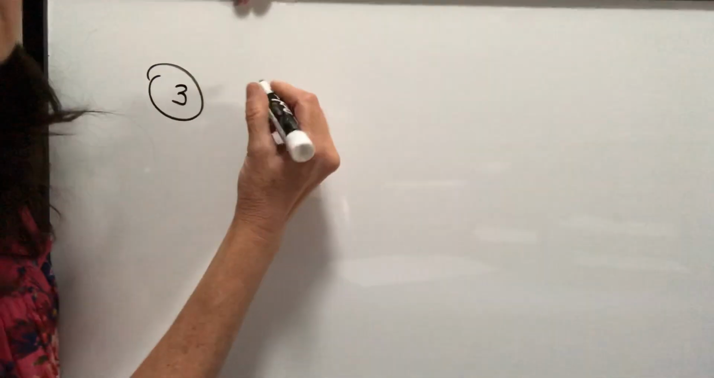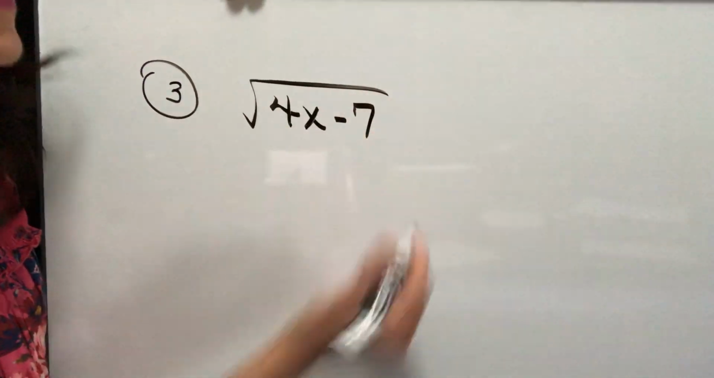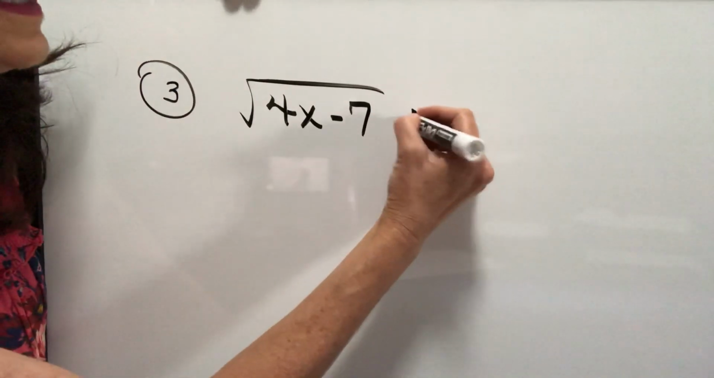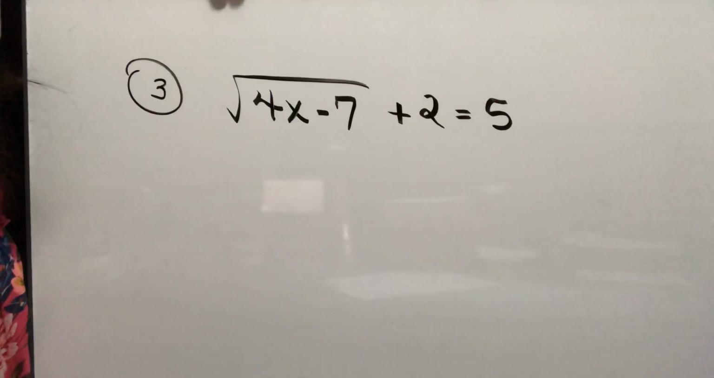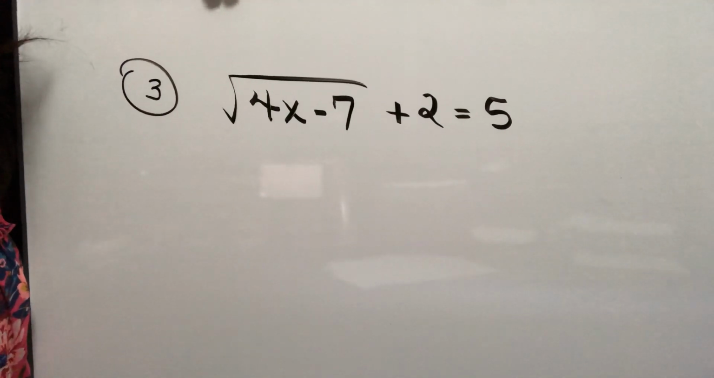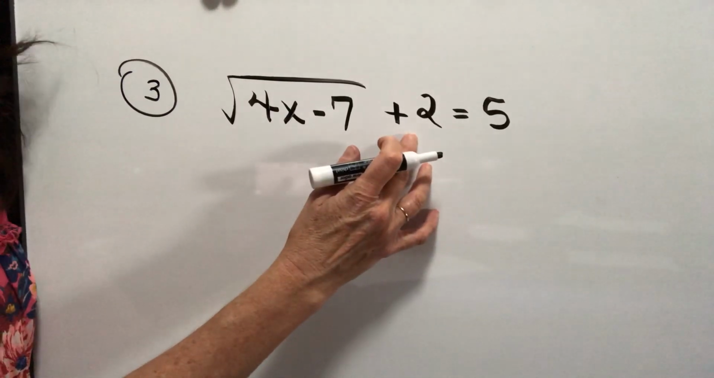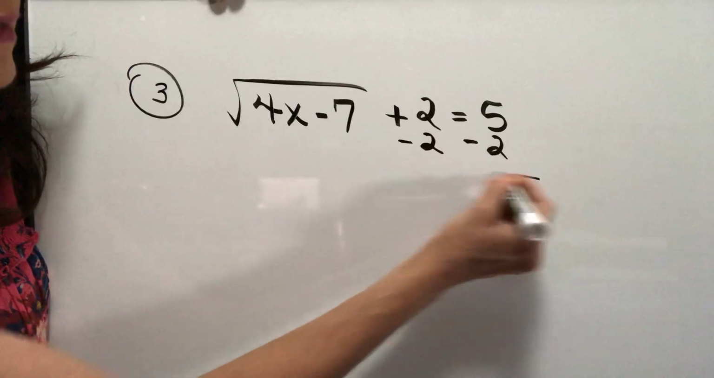Okay, so number 3. Let's see what this one is like. Okay, this one is a square root. So we've got 4x minus 7 and the square root symbol. 2 is on the outside and 5 is what it's equal to. So we do have to do the step of isolating the radical because that 2 is not part of the square root. So I would need to right away subtract 2 from both sides.